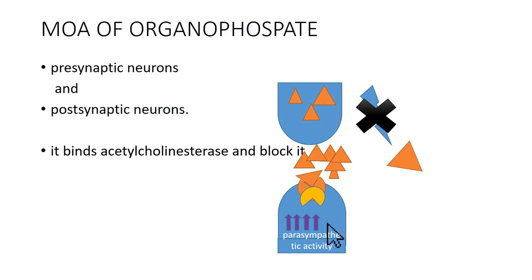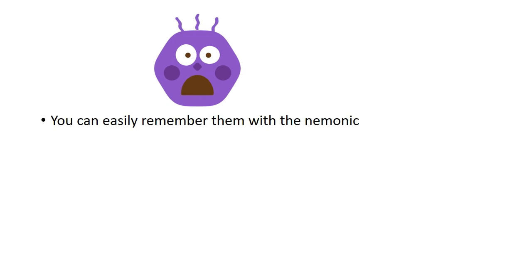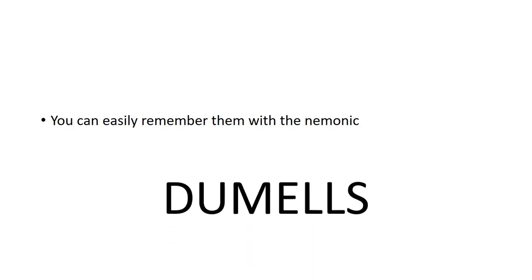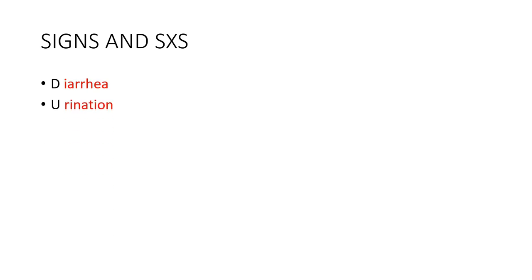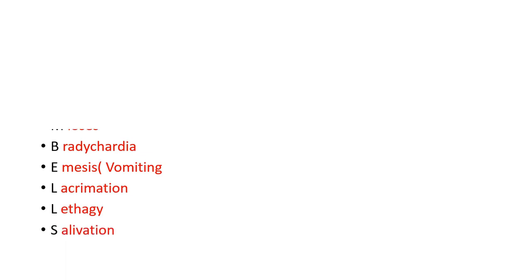So let's talk about the presentation of organophosphate poisoning. The patient will have all the signs and symptoms of increased parasympathetic stimulation. You can easily remember them with a mnemonic that I've come up with, which is DUMBBELS. D stands for diarrhea, U for urination, M for miosis, B for bradycardia, E for emesis or vomiting, L for lacrimation, another L for lethargy, and S for salivation.